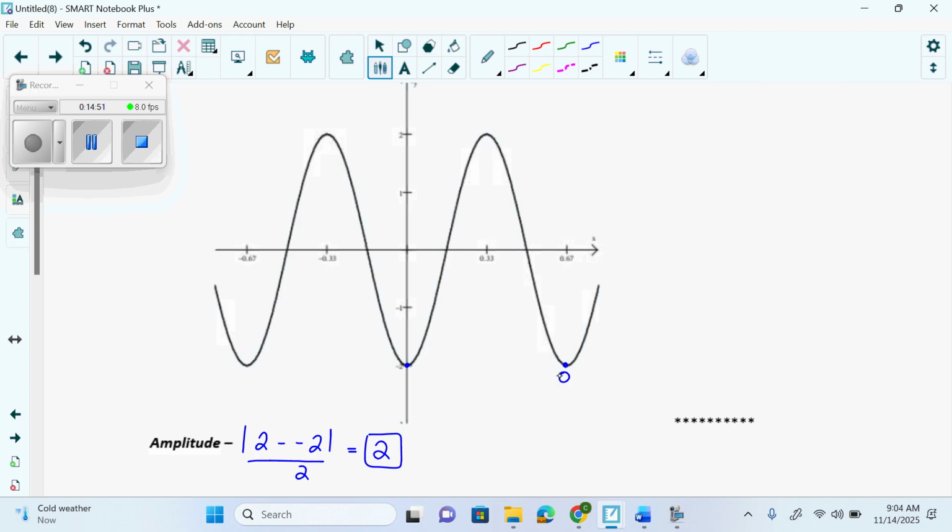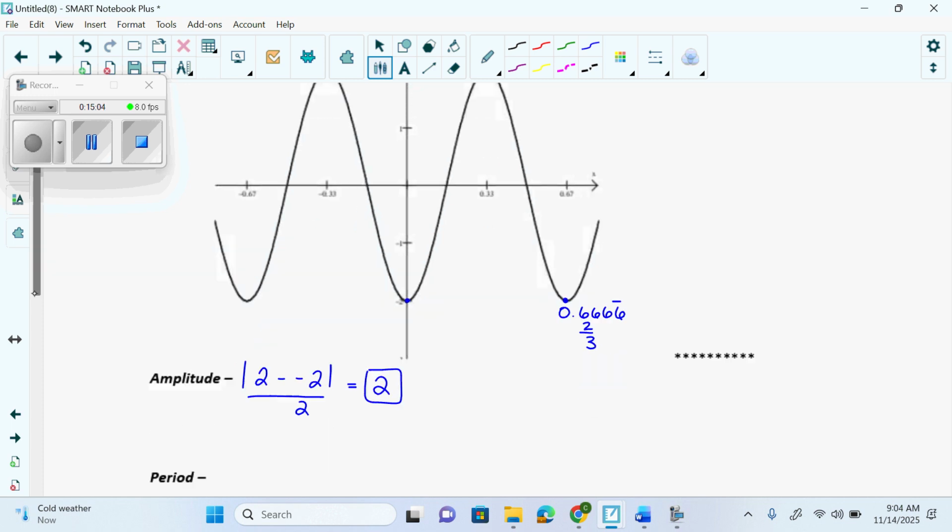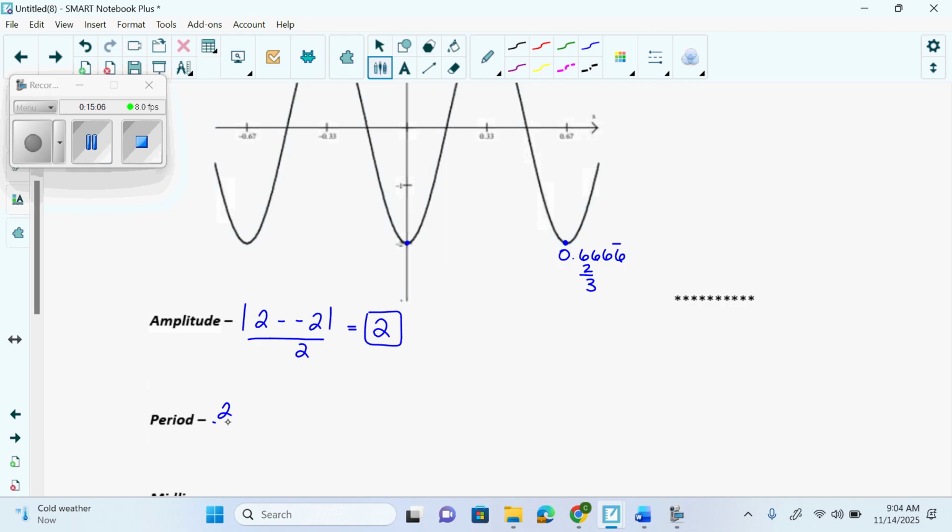Anyways, it's supposed to be 0.6666 repeating. Because if this is 0.33, that would at least have to be 0.66, which is 2/3. So the period is 2/3. So your B equals 2 pi. Now some people are like, I don't know if it's radians or degrees. Is there a degree symbol on the x-axis? No, so it is radians.